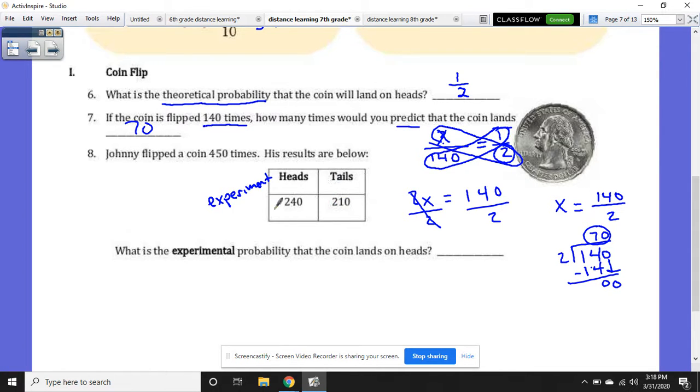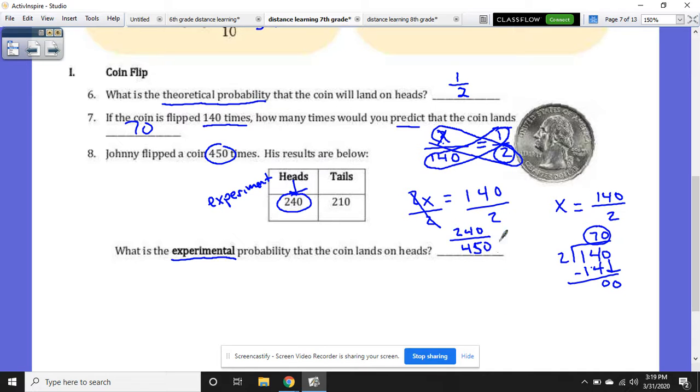So his experimental probability didn't match up with his theoretical probability. So what is the experimental probability that the coin lands on heads? How many times did it land on heads? They want to know from the experiment, how many times did it land on heads? 240, right? Out of how many possible trials? 450.